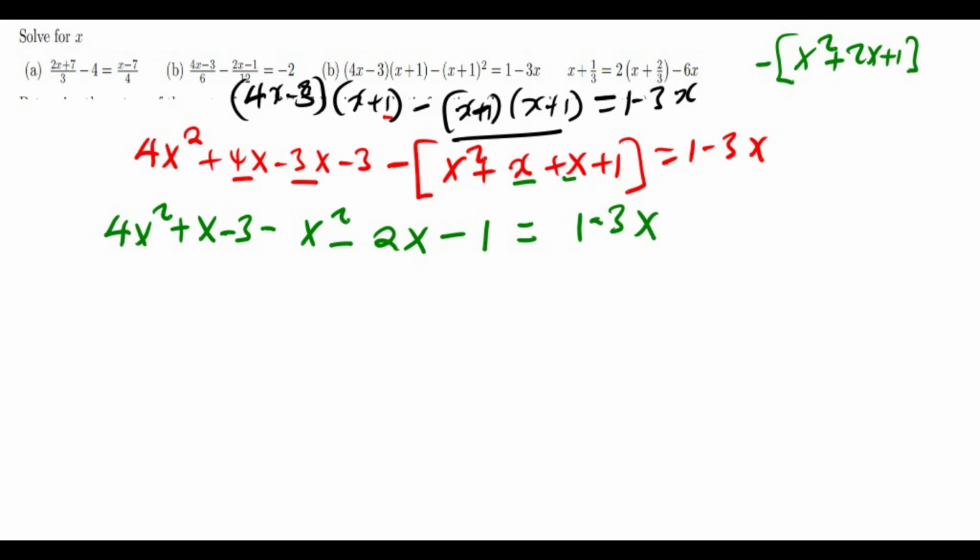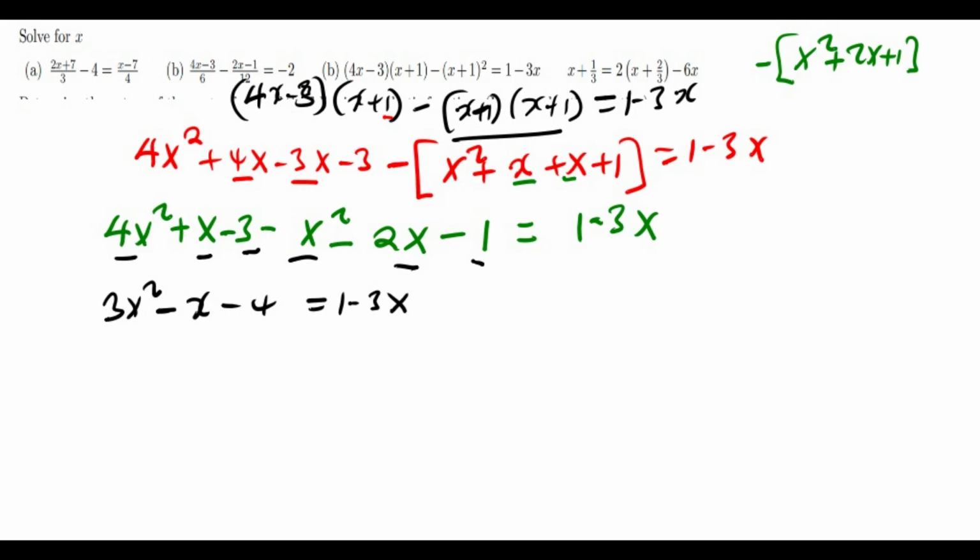Okay, I'll proceed. Now from here I can clearly see that this and this can be added. And this is going to give me 4 minus 1, that is 3x squared. Then again, this guy and this guy can be added. That is going to give me, what? Negative 1, negative x. Then this guy and this guy can be added. That is going to be negative 4. Then 1 minus 3x. So this is a quadratic equation.